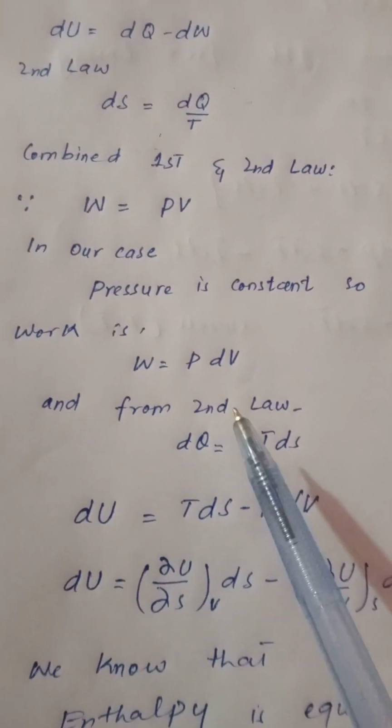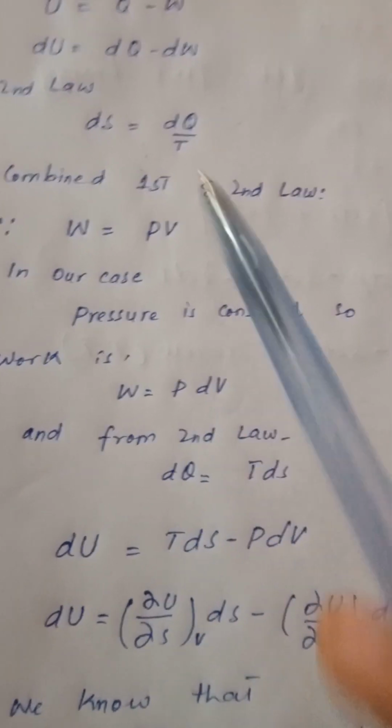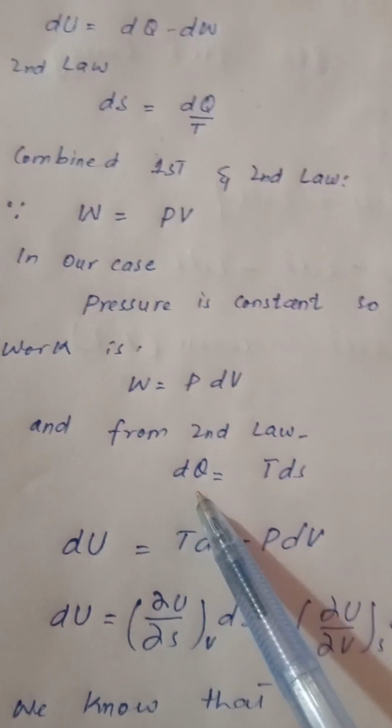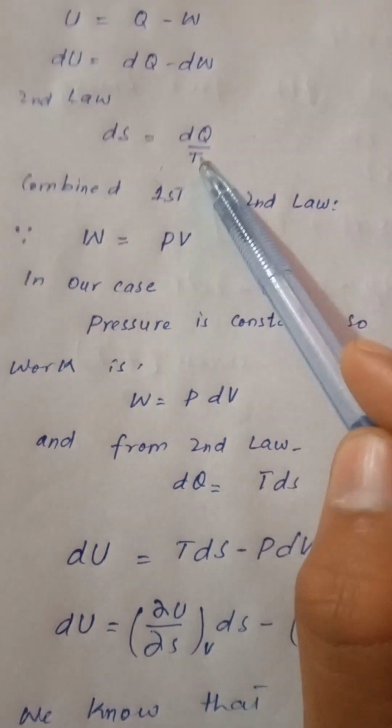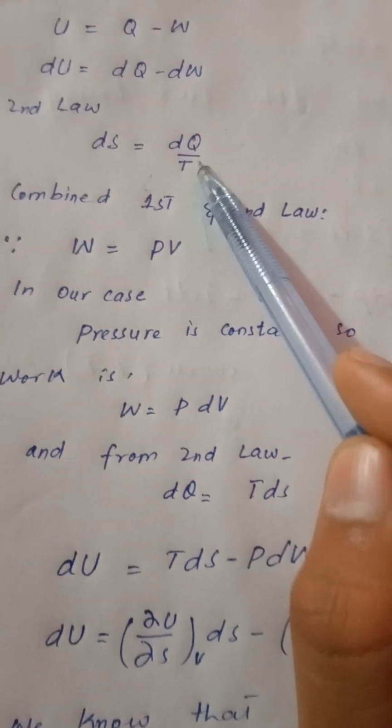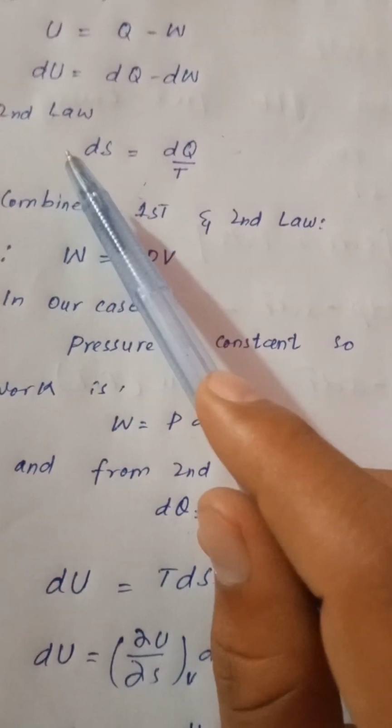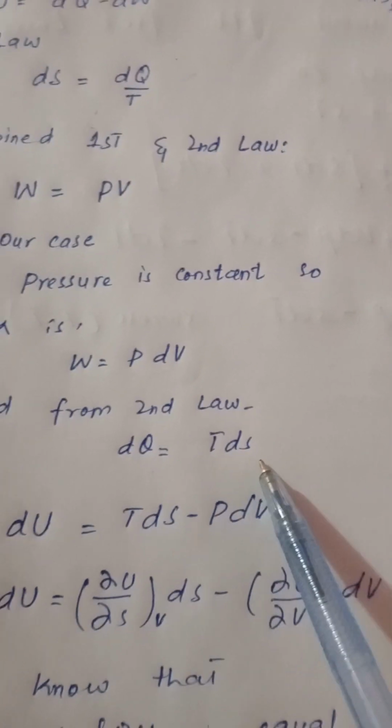And from the second law of thermodynamics, dq is equal to TdS. Where did I find this dq? T, which is divided here, will be multiplied there, so it becomes TdS.